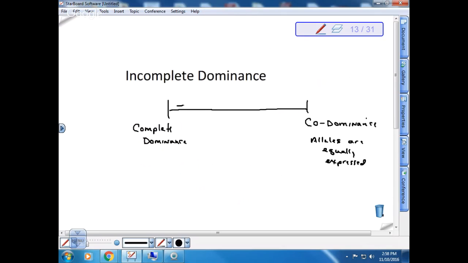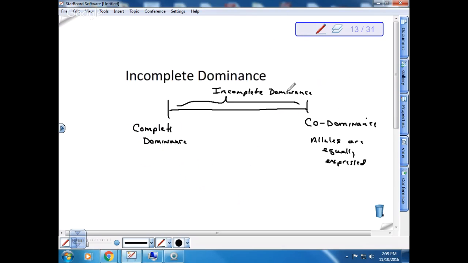And then somewhere in the middle, we have what is called incomplete dominance, right? So this is like a gray area. Most of the traits that we talk about, even cystic fibrosis, are a little bit incompletely dominant, right? Sometimes we assume that they're completely dominant when they might just be a little bit incompletely dominant, okay?